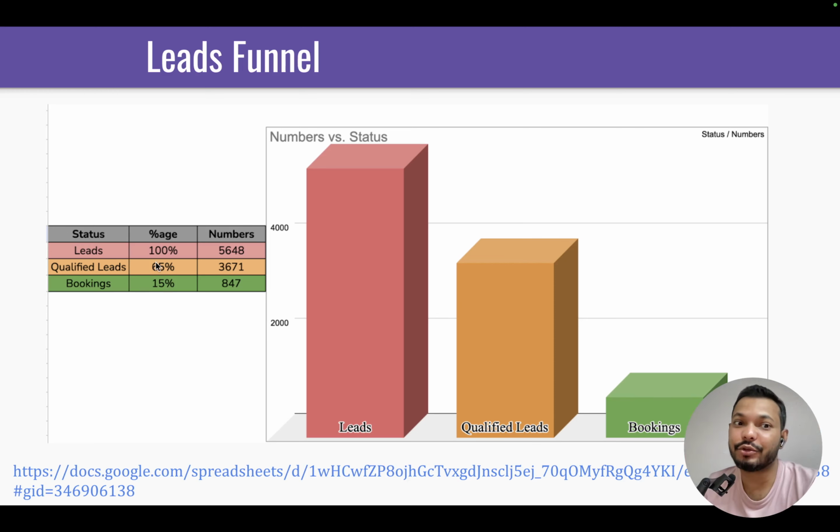Again, these are just projections. These numbers are not going to be the exact numbers. These are the marketing plans. So having the 65% qualified leads means we are going to generate 3,671 qualified leads. And for the overall bookings, if we keep 15% of the total numbers, then we are talking about generating 847 bookings. So here we have the leads funnel, and this funnel tells us the total number of leads, qualified leads, and the bookings that we generate.